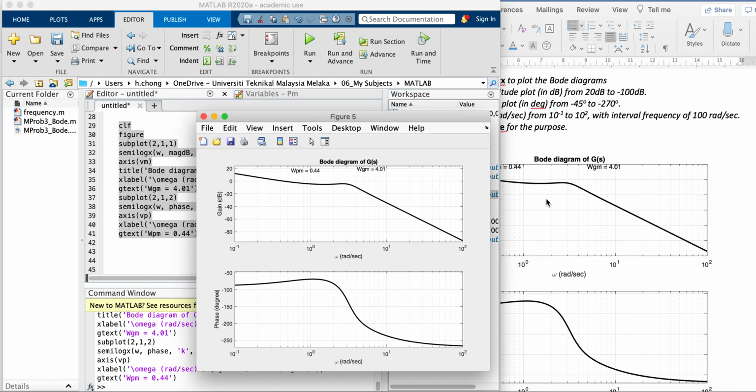So now we can compare that. Yes, we get almost the same result as our exercise. Hope you learned it and enjoyed it. Thank you very much.